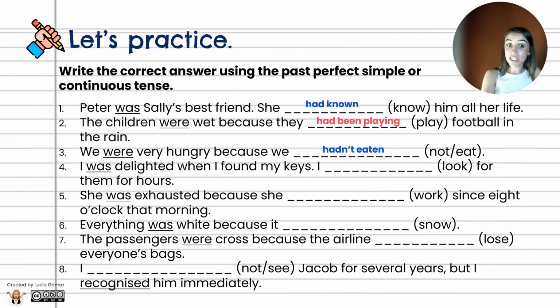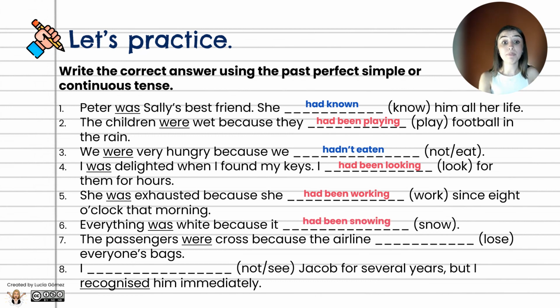I was delighted when I found my keys. I had been looking for them for hours. Las había estado buscando durante horas. Once again, the importance on duration. She was exhausted because she had been working since 8 o'clock that morning. Estaba agotada porque había estado trabajando desde las 8 aquella mañana. Ahora la tía está de lujo, ¿vale? Pero aquella mañana she had been working for that long.